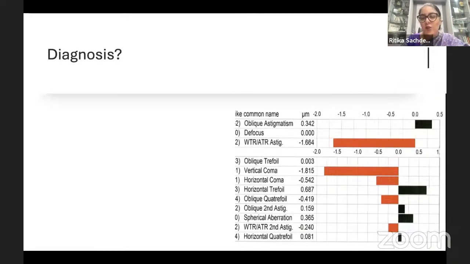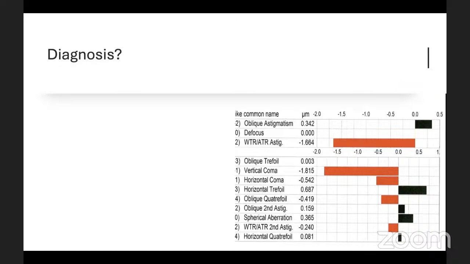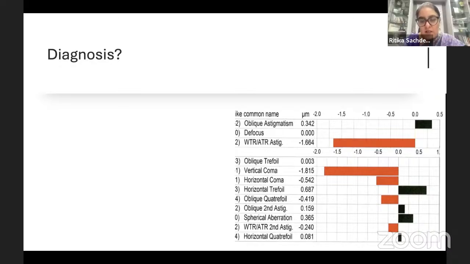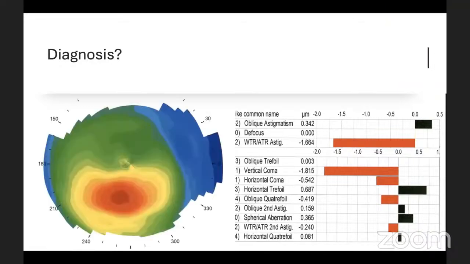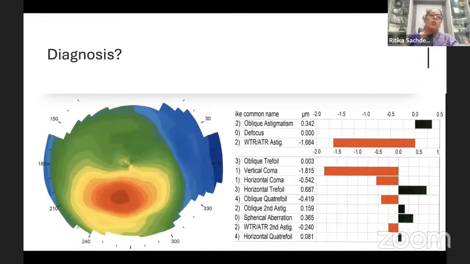So now let's look at this one. Can you come up with a diagnosis from the simple wavefront profile that is here? What is the largest wavefront error here? Ma'am, it is negative vertical coma, which is the classic diagnostic of keratoconus, right? So vertical coma in a negative form is the classic inferior cone of keratoconus.